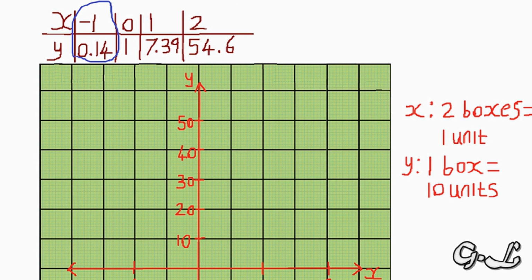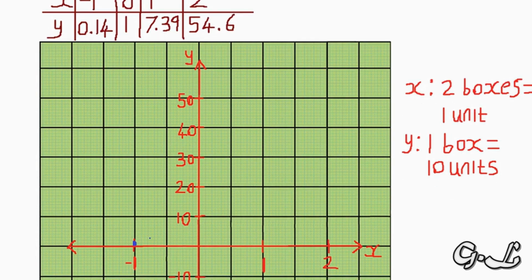And then let's go to the plotting. The next step that we're going to take is that we're starting to plot. So we're starting with -1, 0.14. So our x coordinate is -1, and then our y coordinate is 0.14. Now, where is that point located? That point is located somewhere there. And then the next coordinate that we have is 0,1. Now where is 0,1 located?